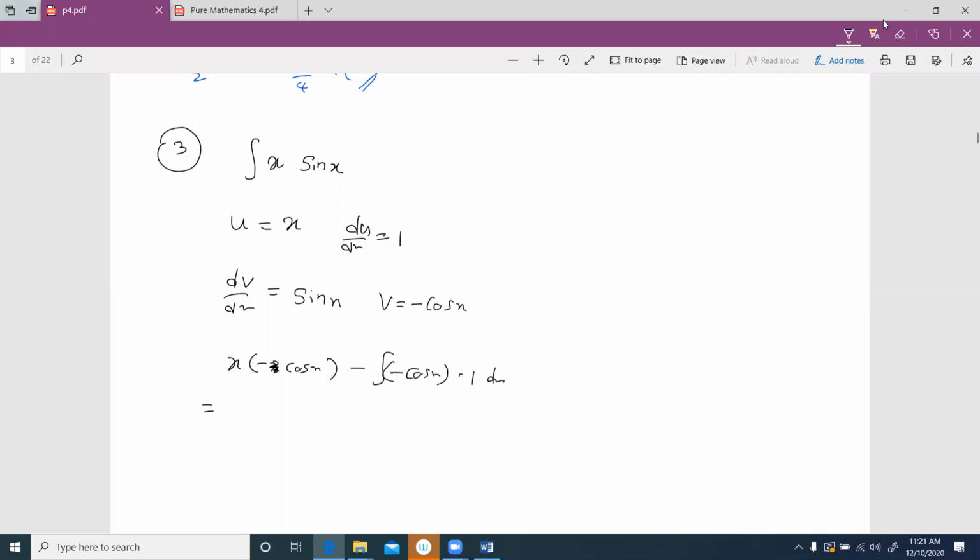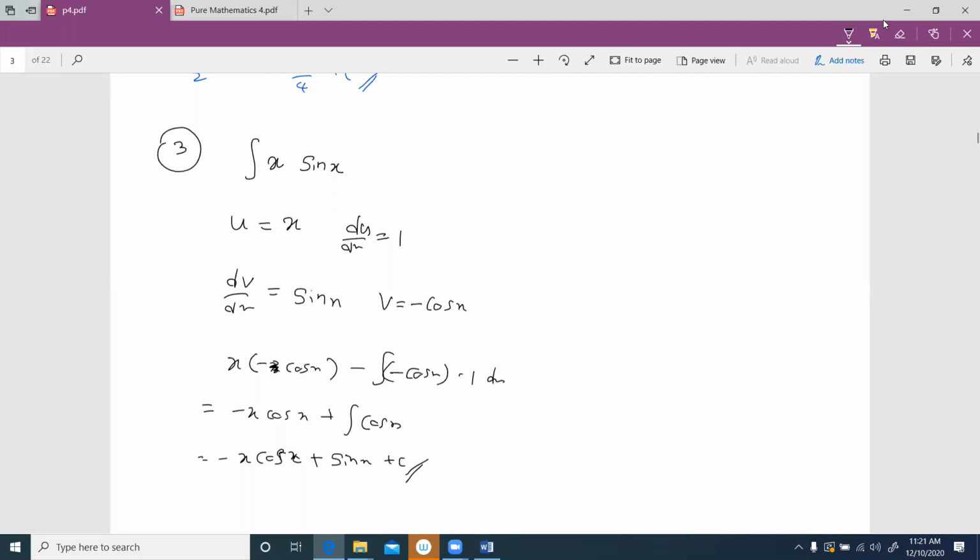Then this turns into minus x cos x. This minus and this minus turn into a plus, integration of cos x. So it is minus x cos x plus the integration of cos x, which turns into sin x, plus c is the answer for that. That's a way of doing this kind of question, right?